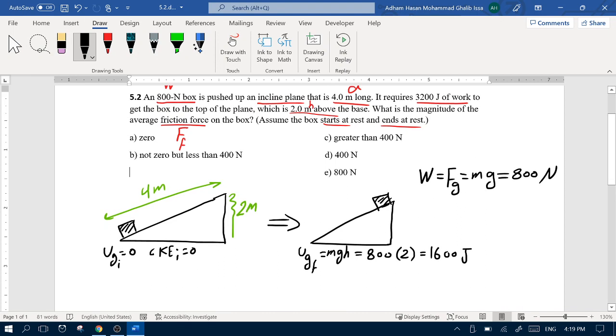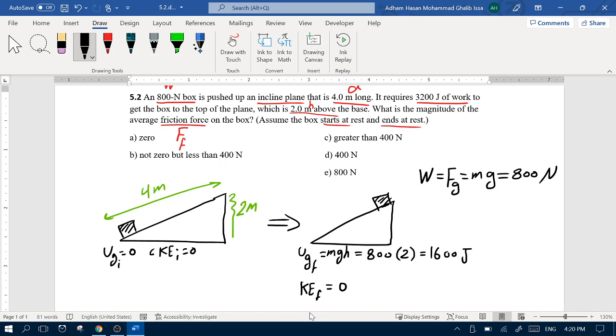Now, look, it also ends at rest. This is very important for us. So we know that the kinetic energy finally is also zero, because the final velocity is also zero. Now, what happened in here? The box was here. He was pushed all the way to here. Without friction, it should only cost us 1600 joule of energy, because you only needed the box to gain some gravitational potential energy, which is UG. It should be only 1600 joule, but we actually lost 3200 joule of work.